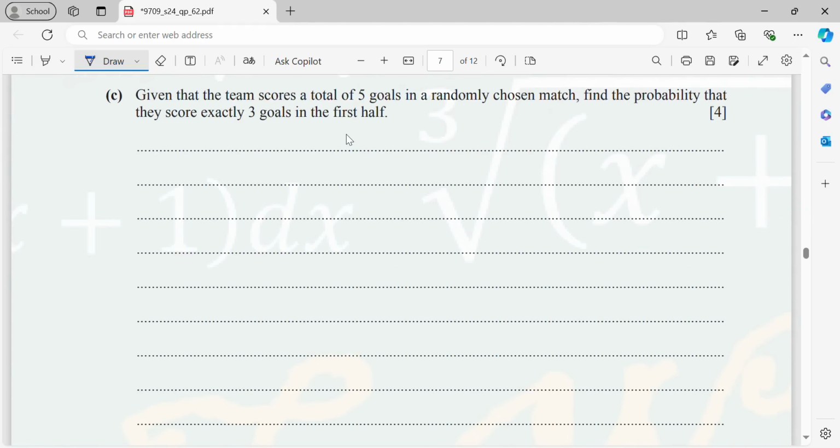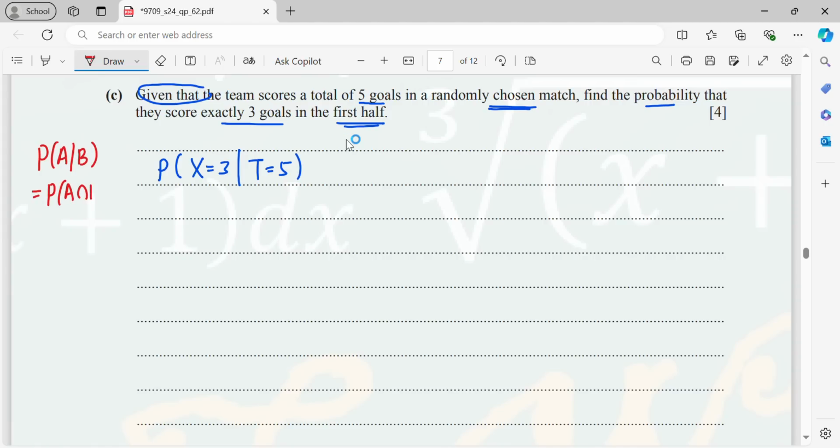Part C, given that the team scores a total of 5 goals in a randomly chosen match, that means this is from the T, find the probability that they score exactly 3 goals in the first half. Okay, so given means conditional probability. So P of whatever you want to find, that is the first term. So exactly 3 goals in the first half, x equals 3, given that the total is 5. Okay, so for the conditional probability P(A|B), that is P(A intersect B) over P(B).